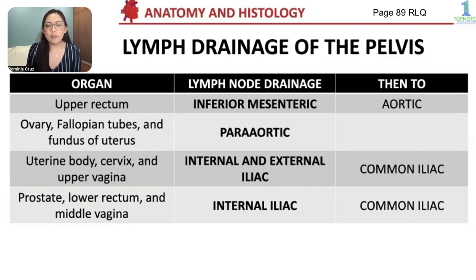So for example, your upper rectum is supplied by the superior rectal artery, and your superior rectal artery would come from the inferior mesenteric artery. So the lymph node drainage of your upper rectum is to the inferior mesenteric artery. And then remember, our ovarian artery would supply the ovaries, the tubes, and the upper part of the uterus. So these parts would drain to the para-aortic lymph nodes, as opposed to the rest of your organs sa pelvis, which would drain through your iliacs.